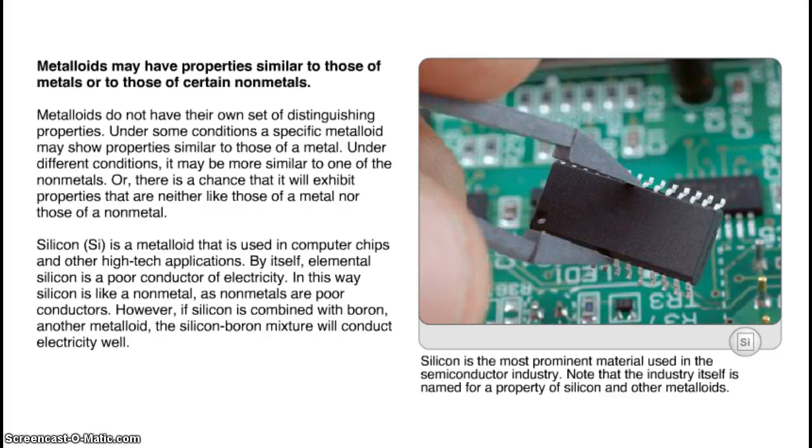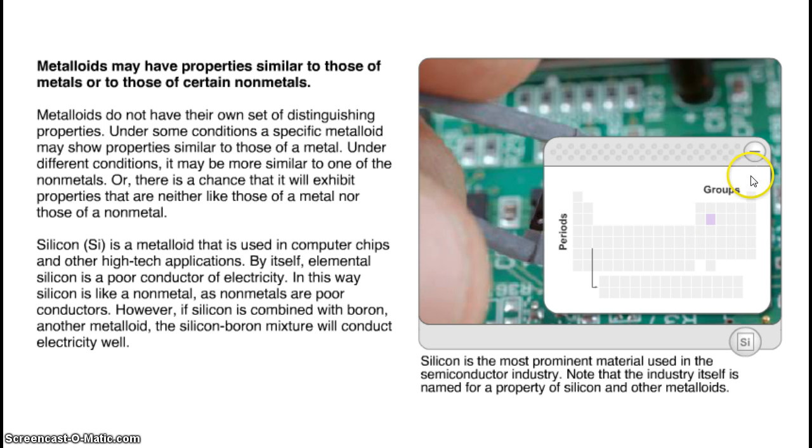Silicon, Si, is a metalloid that is used in computer chips and other high-tech applications. And that's why they call it Silicon Valley in California, because that's where they do a lot of that stuff. By itself, elemental silicon is a poor conductor of electricity. In this way, silicon is like a nonmetal, as nonmetals are poor conductors. However, if silicon is combined with boron, another metalloid, the silicon-boron mixture will conduct electricity very well. Silicon is the most prominent material used in the semiconductor industry. Note that the industry itself is named for the property of silicon and other metalloids. So that's where it is on the periodic table.